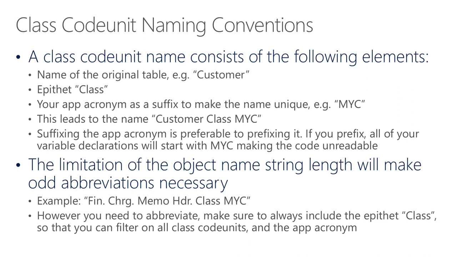Unfortunately, there are severe limitations to the string length of object names. This will make odd abbreviations necessary every now and then. An example would be the financial charge memo header class. It is advisable to take the time to look for established acronyms on the internet. Also make sure to always include the epithet class so that you can filter easily on all class code units.